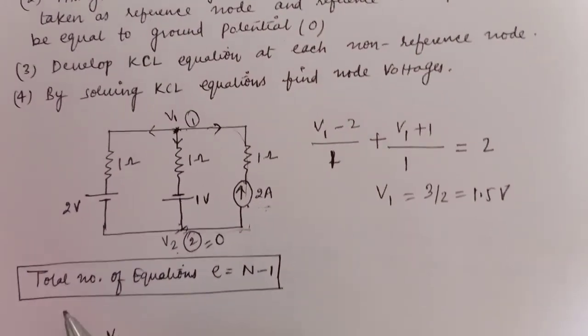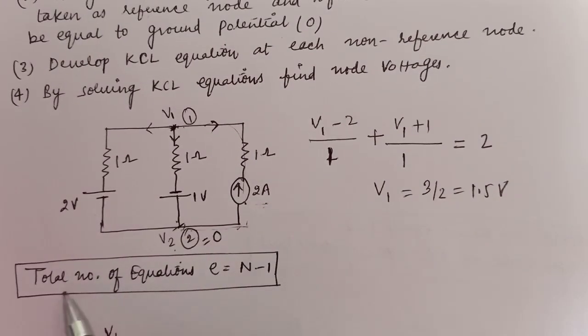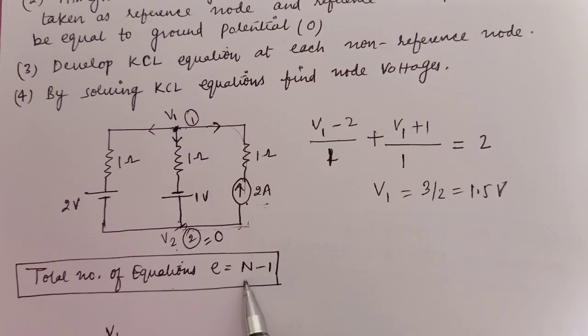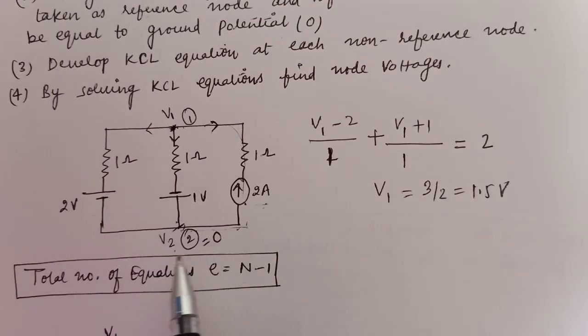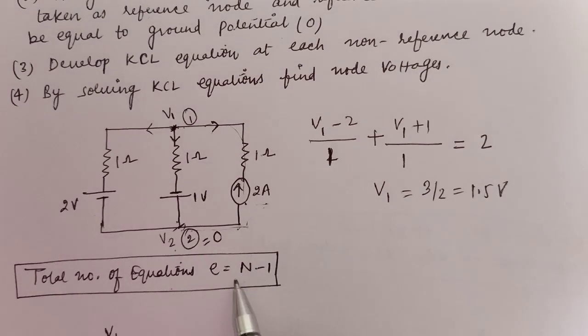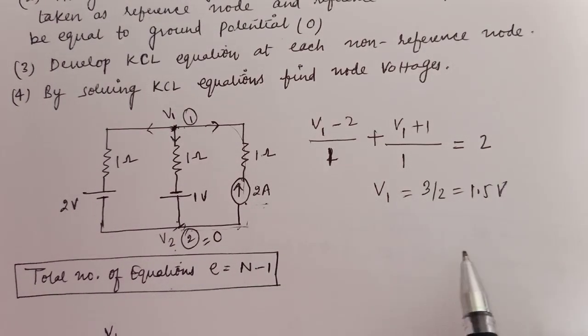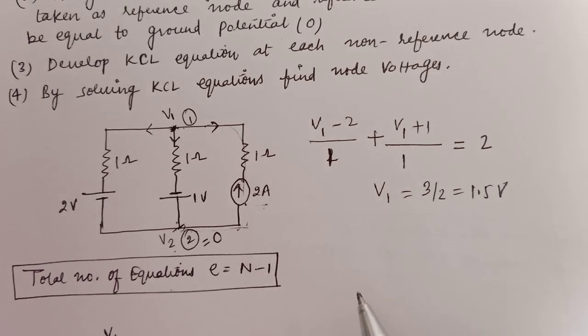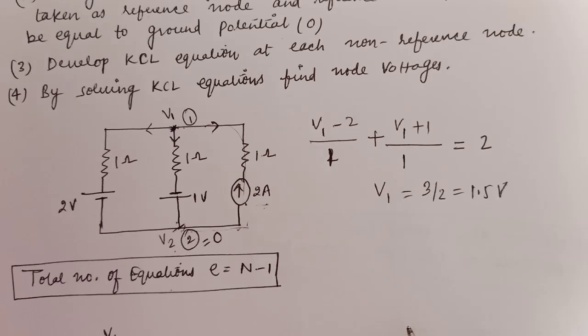How many total equations do you need to write? The total number of equations should be equal to n minus 1, where n is the number of nodes. Whatever the number of nodes, including the reference node, minus 1, that many KCL equations you need to write to solve for the nodal voltages.